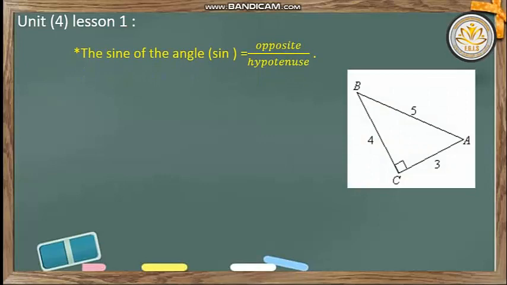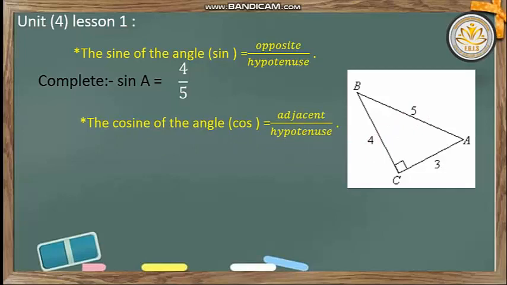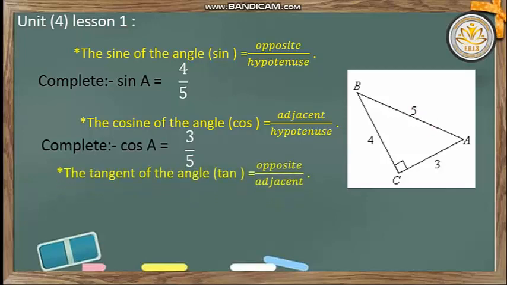In the opposite figure, we know that the sine of the angle equals opposite over hypotenuse. So, we want sine A. Sine of the angle A: its opposite is 4 and our hypotenuse is 5. So, it equals 4 over 5. The cosine of the angle: cosine is adjacent over hypotenuse. So, cosine of angle A equals 3 over 5. Tan of the angle: tan is opposite over adjacent. So, tan A equals 4 over 3.